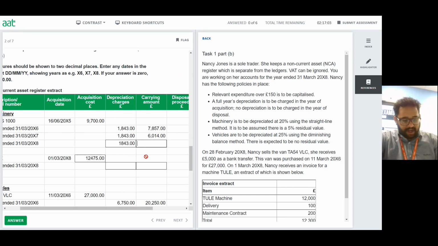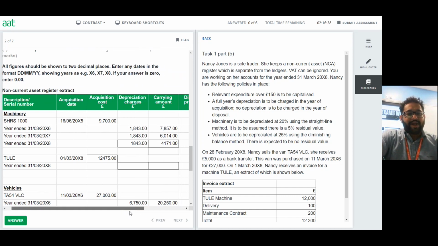after that. So if I look at it, 6,014 pounds minus 1,843, that is equal to 4,171 pounds .00. Okay, so we have that carrying amount done there. Please remember there is a thousand separator here. You don't have to do that. You only have to do the decimals in an acceptable manner.